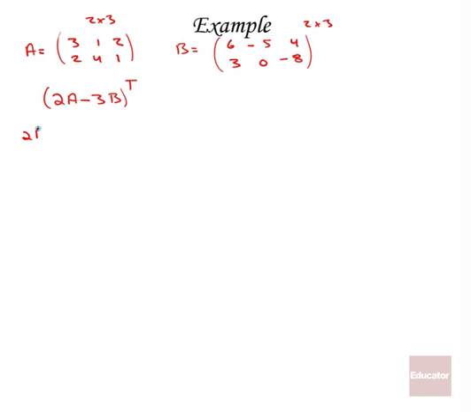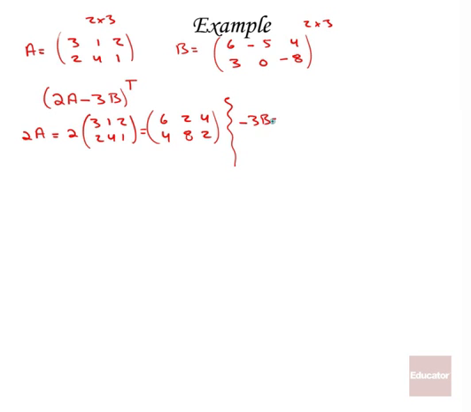Okay, so let's find 2A. Well, 2A is equal to 2 times the matrix 3, 1, 2, 2, 4, 1, and that's going to equal 6, 2, 4. 2 times 2 is 4, 2 times 4 is 8, 2 times 1 is 2. That's that one.